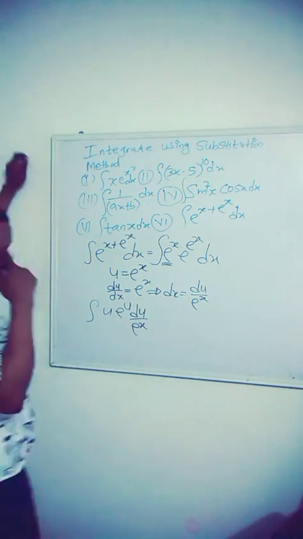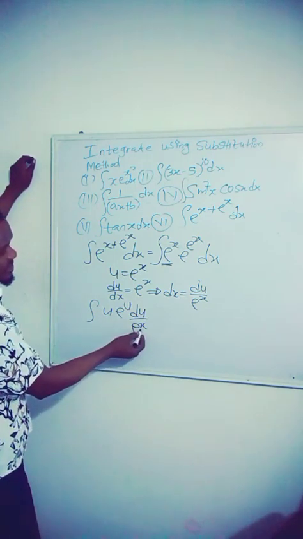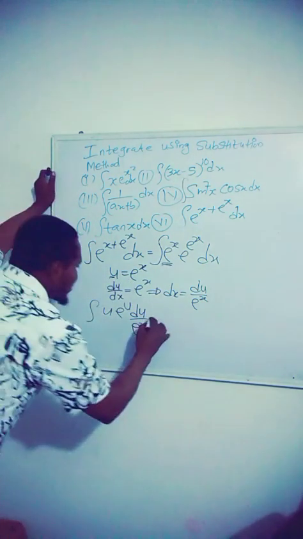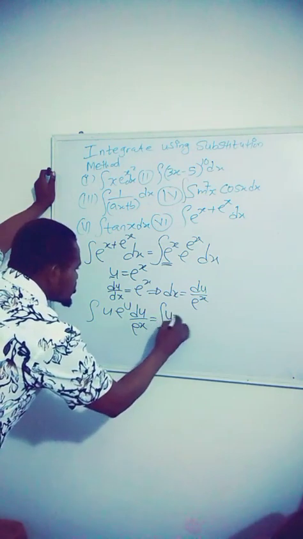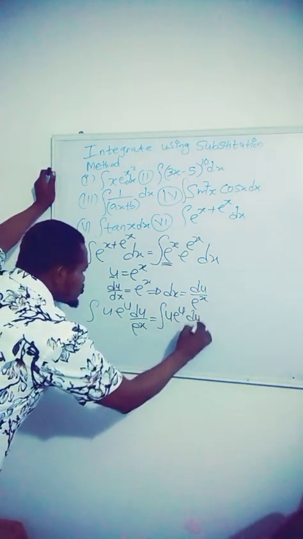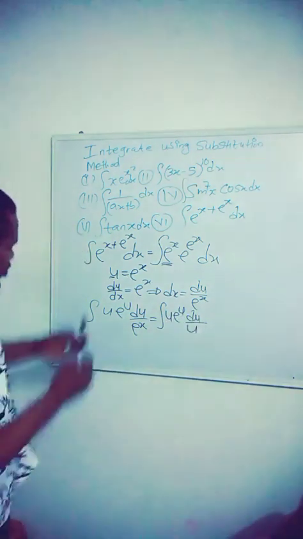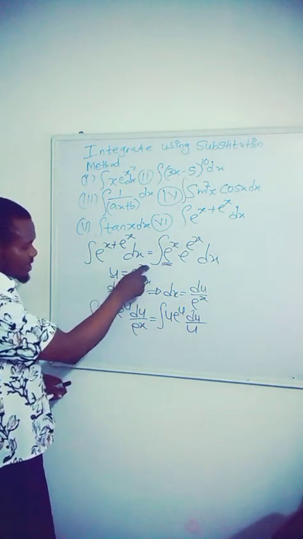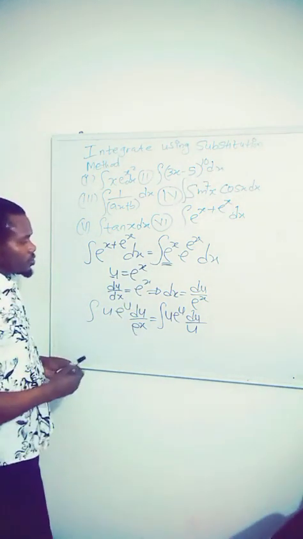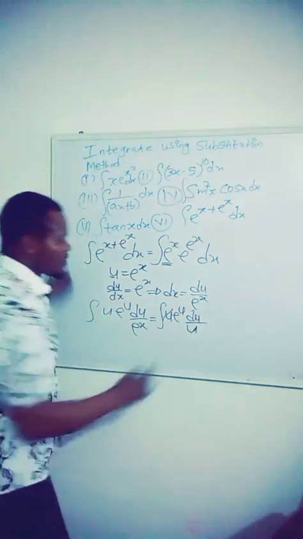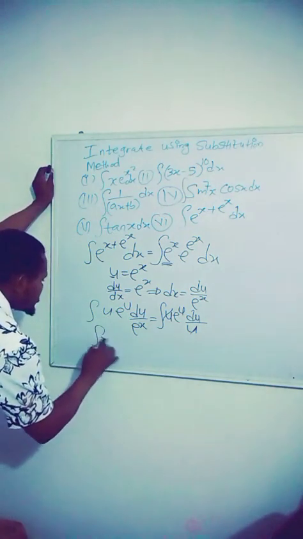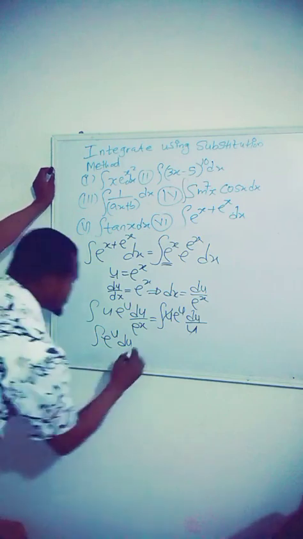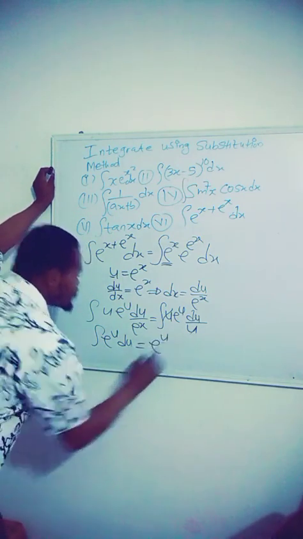You see now, and don't forget that e raised to power x is u. So this can also be written as the integral of u e raised to power u du over u, because we are saying let u equal e raised to power x. So we can change this one to u. So u cancels u, and we're left with the integral of e raised to power u du. When you integrate this, the answer will give you e raised to power u.